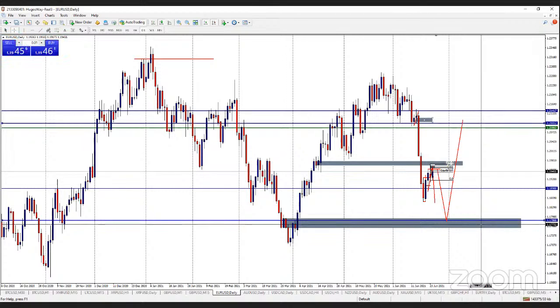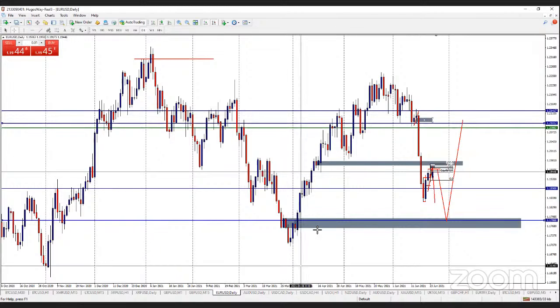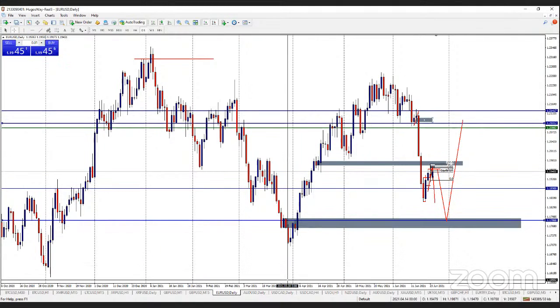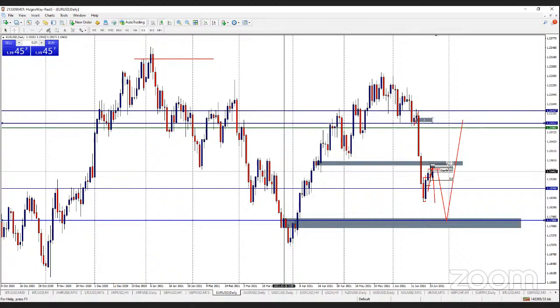1.17. I'm going to put a range for the take profit. I would say the range for this take profit for this trade is 1.17858 to 1.17695, between that range. Okay.